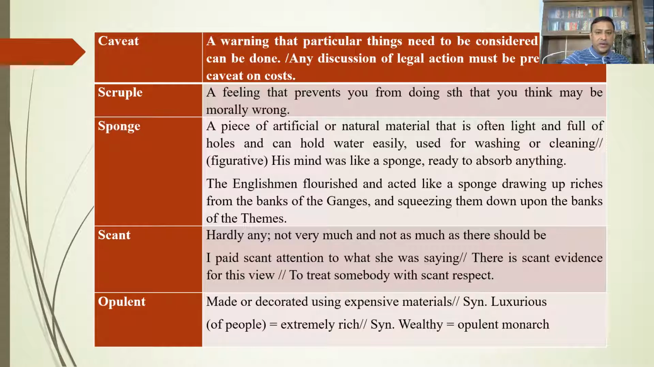The Englishman flourished and acted like a sponge, drawing up rivers from the banks of the Ganges and squeezing them down upon the banks of the Thames. So this encapsulates the whole process through which our resources were looted by the Britishers. Sponge, that's the use of it.